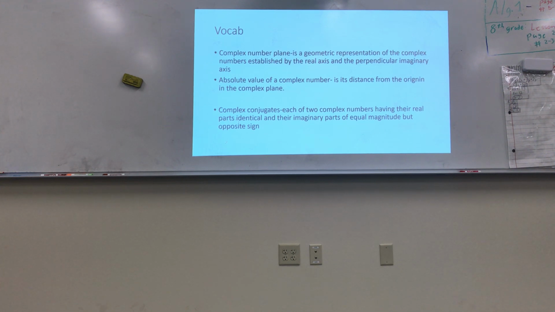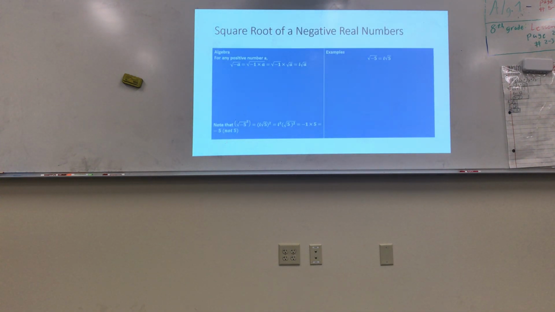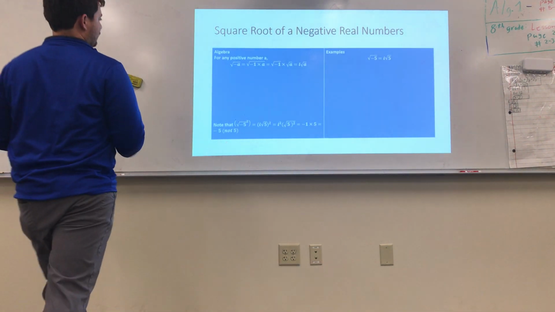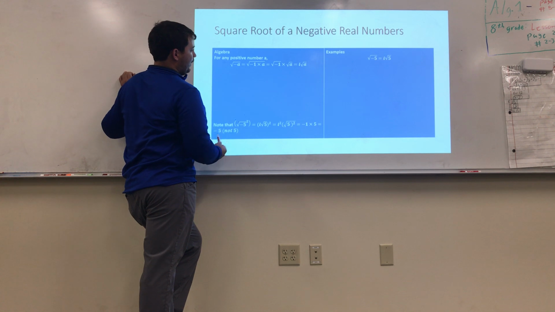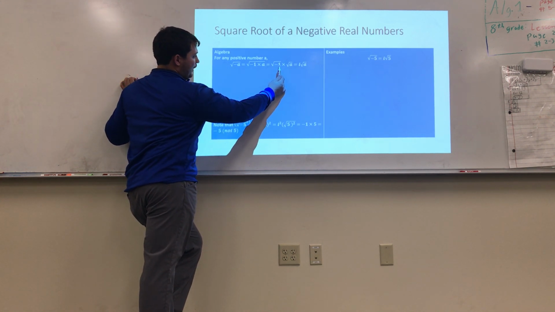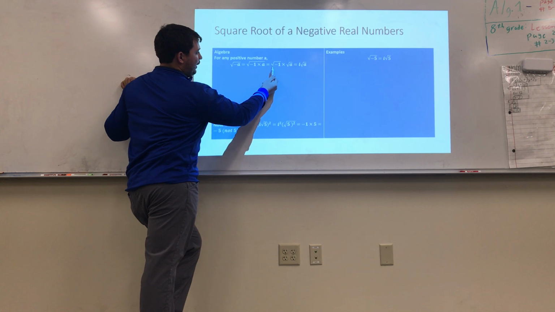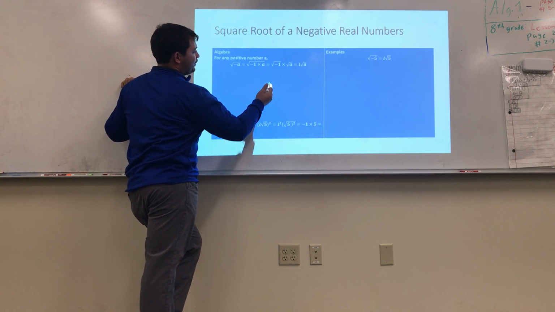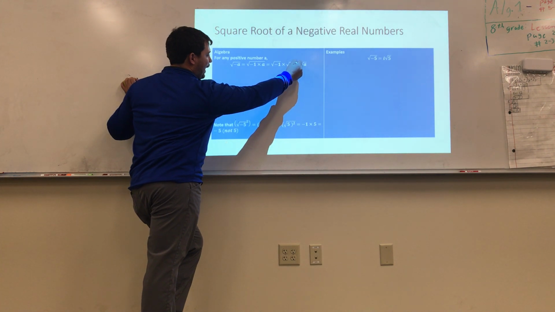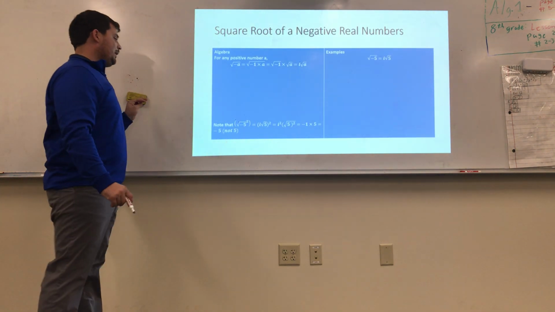Complex conjugates are two complex numbers having their real parts identical and their imaginary parts of equal magnitude but opposite signs. Alright, square root of a negative real number. For example, for any positive number a, you have the square root of negative a. Then you can factor this a little bit: negative 1 times a. Then take the square root of negative 1 times the square root of a. The big thing we're learning today is that the square root of negative 1 is going to be i.